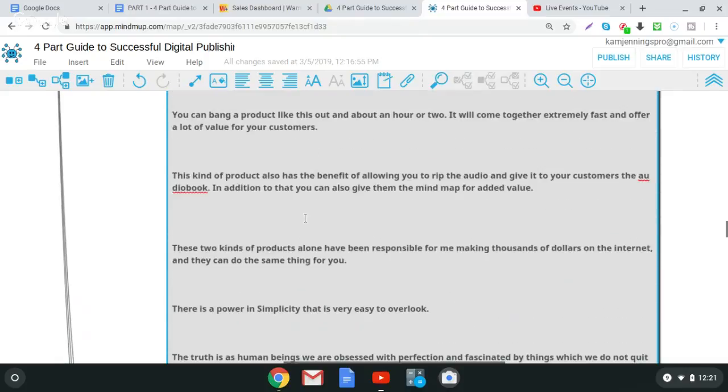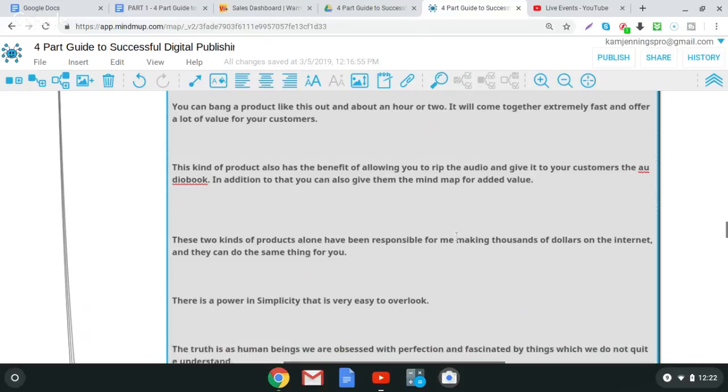This kind of product also has the benefit of allowing you to rip the audio and give it to your customers for an audiobook version. In addition to that, you can also give them the mind map for added value. These two kinds of products alone, the point-to-point and the PDF-based style, have been responsible for me making thousands of dollars on the internet, and they can do the same thing for you.